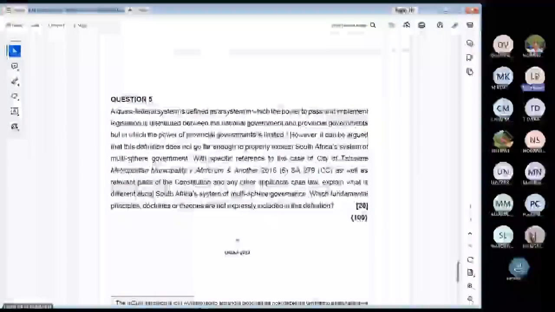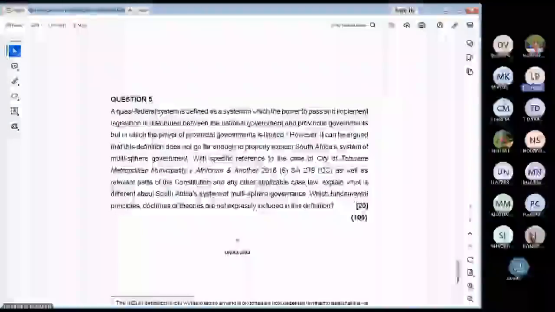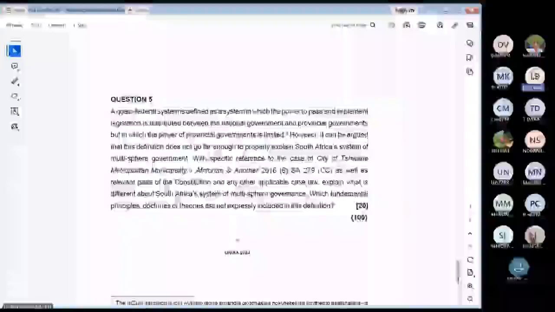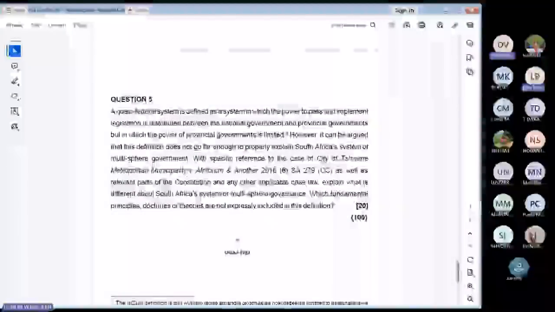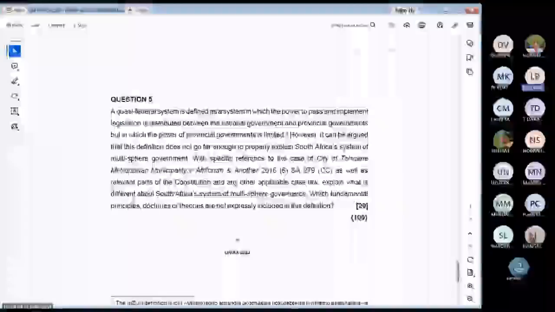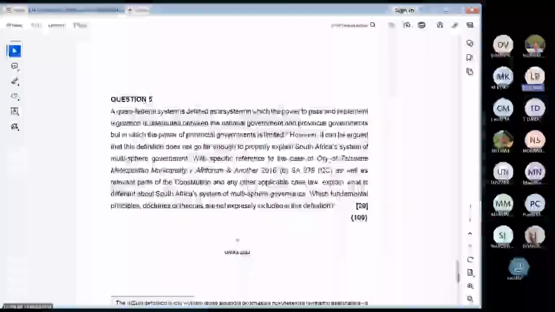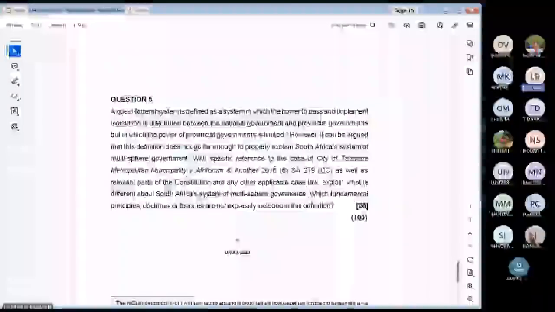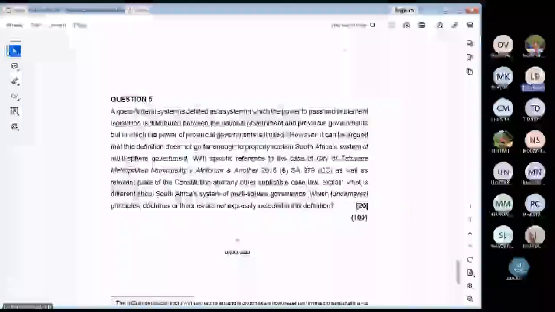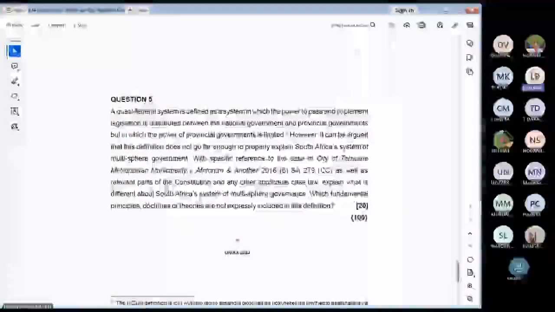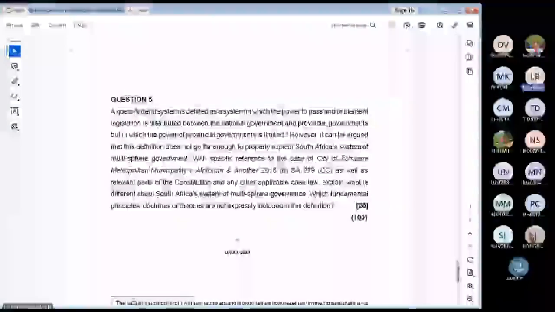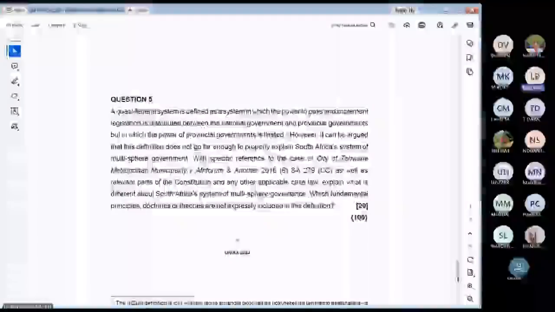So, what do you call this? The quasi-federal system. Yes, quasi. It is a system in which the power to pass and implement legislation or law is distributed between the national and the provincial government, but in which the power of the provincial government is then limited according to Section 40 of the Constitution.